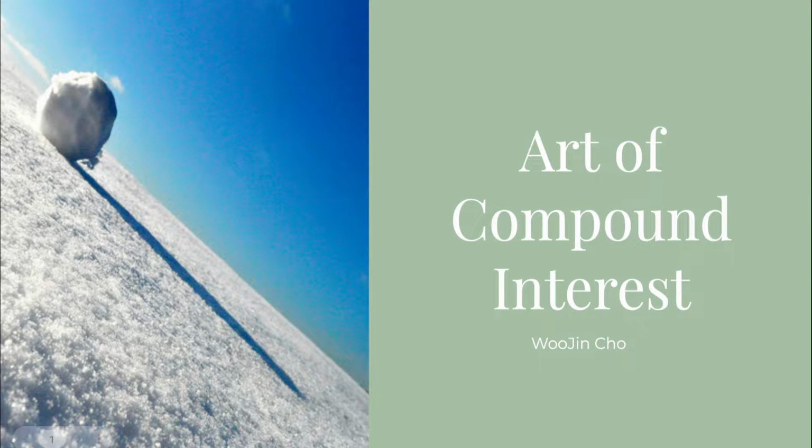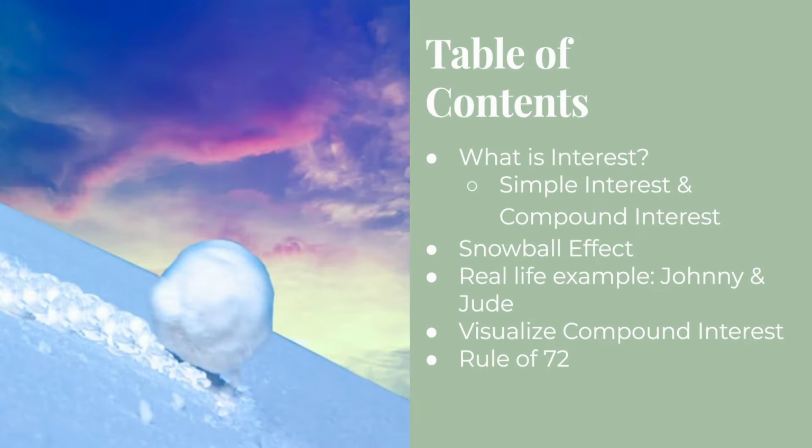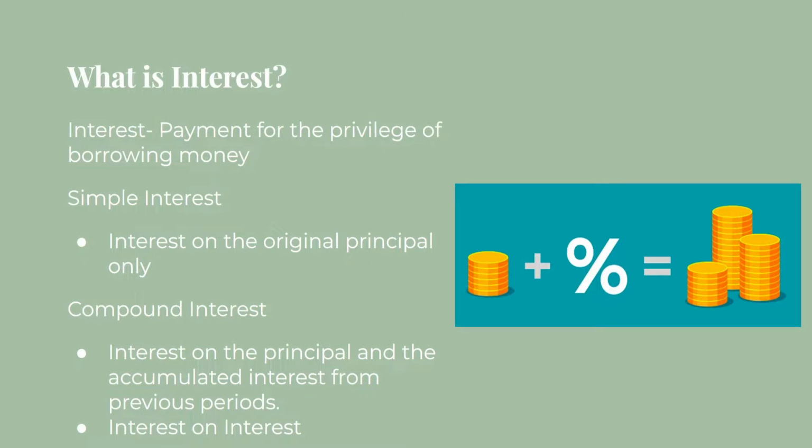The art of compound interest. Here is the table of contents. We're going to be taking a look at what interest is, the difference between simple and compound interest, a definition of the snowball effect, and a real life example. Their names are Johnny and Jude. We're going to be visualizing compound interest and ending it off with the rule of 72. With that stated, let's get right to it.